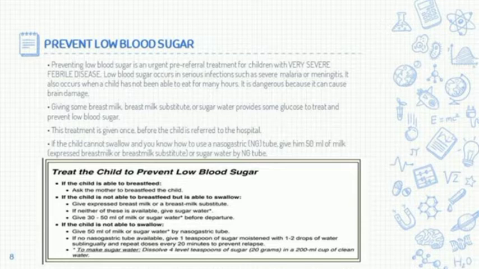Low blood sugar occurs in serious infections such as severe malaria or meningitis. It also occurs when a child has not been able to eat for many hours and is dangerous because it can cause brain damage. Giving some breast milk substitute or sugar water provides some glucose to treat and prevent low blood sugar. This treatment is given once before the child is referred to the hospital.